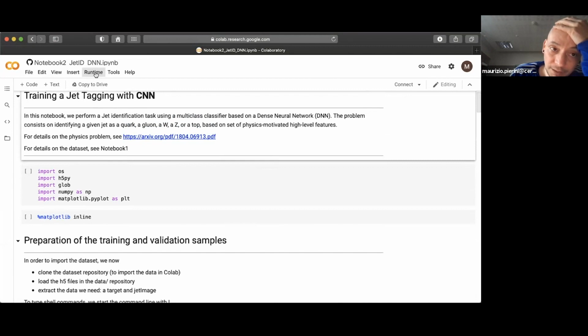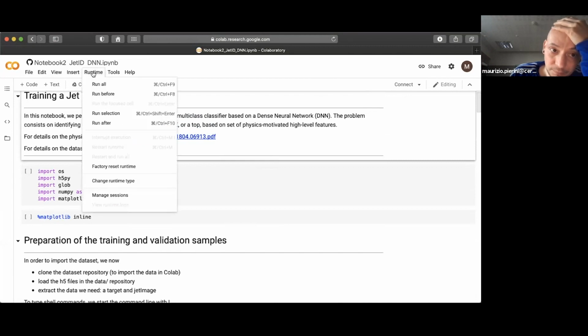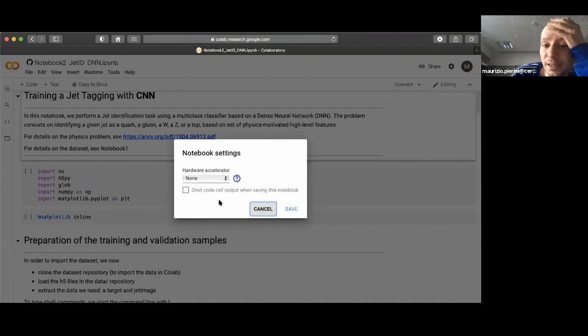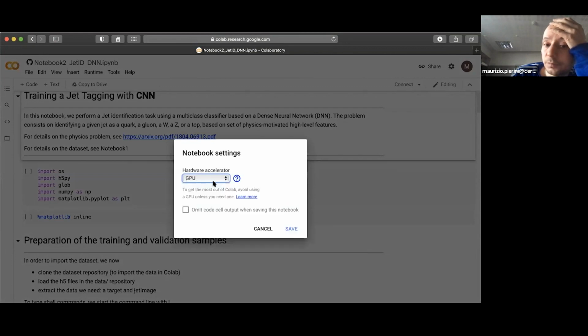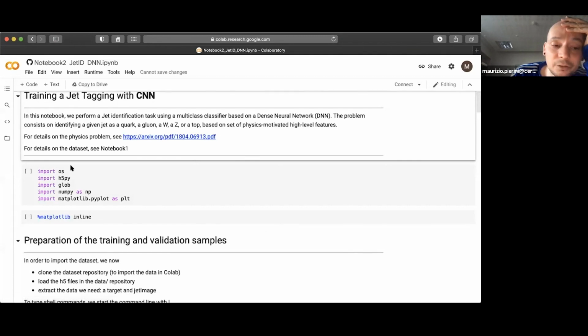Now, to run, how does it work? Do runtime, and you want to change the runtime type to GPU. For today, it's not super relevant, but for the architectures of the other days, it's going to be relevant. So don't forget about that. If you want to play with it, try with and without and measure the difference, and you will be surprised. And you realize why NVIDIA shares on the stock market are going high. In any case, we set GPUs.